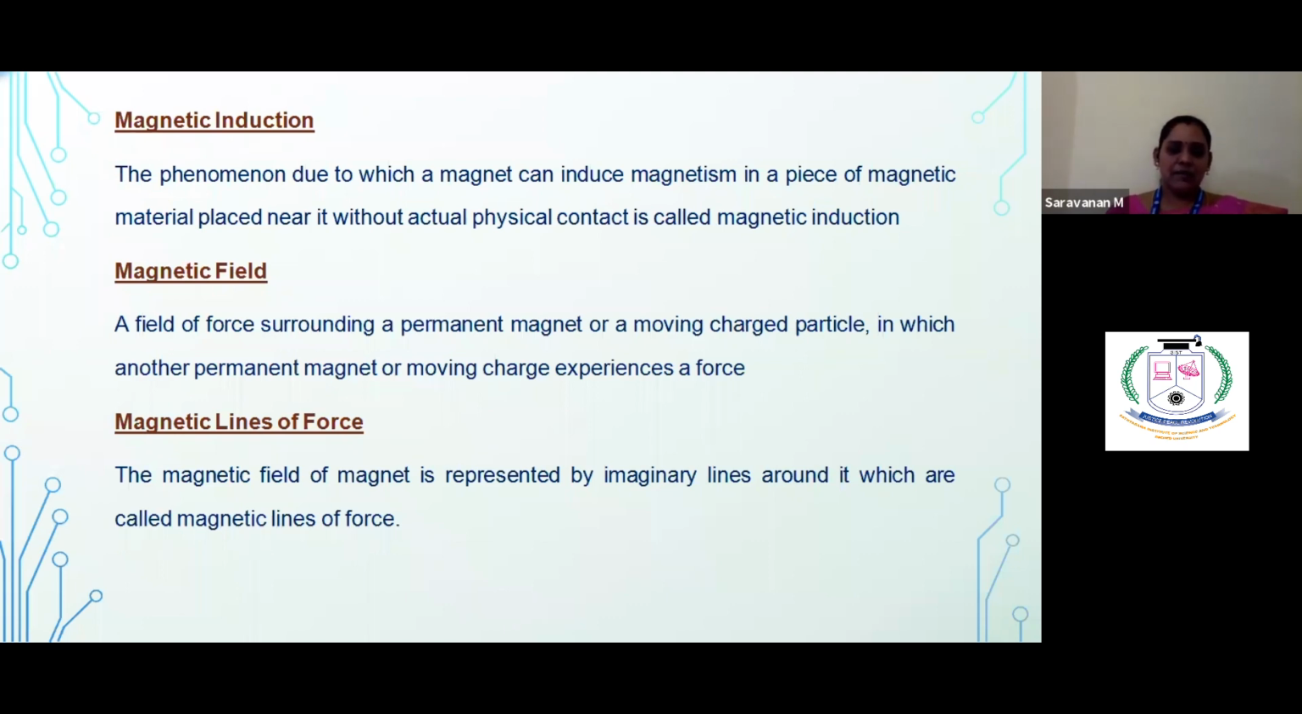Magnetic field is the force surrounding a permanent magnet or a moving charged particle, in which another permanent magnet or moving charge experiences a force. The force of attraction experienced around your magnet, in short, you call a magnetic field. And this force of attraction exists as lines of force traveling around your magnet, and that you call magnetic lines of force.